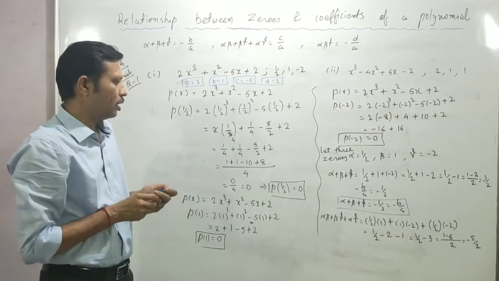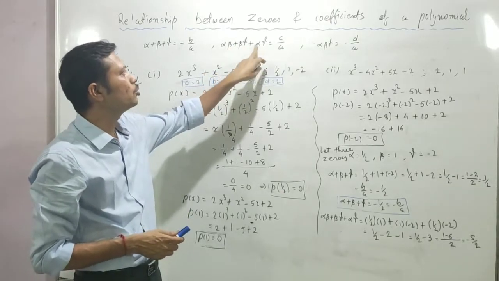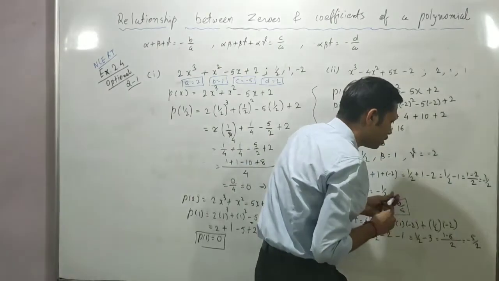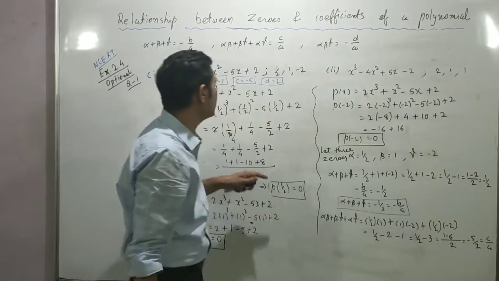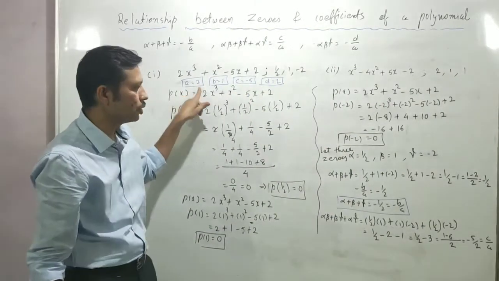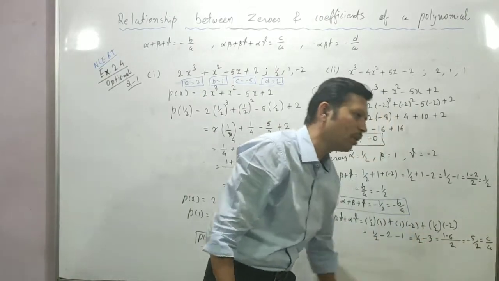Okay. And the sum of the product of the two zeros taken at a time is c by a. Now here you can see this value is equal to what? c by a. What is the value of c? Minus 5. What is the value of a? 2. So it's minus 5 by 2, which is equal to c by a.